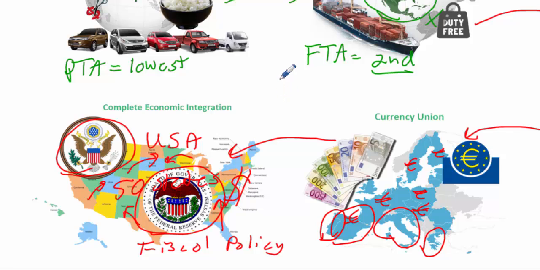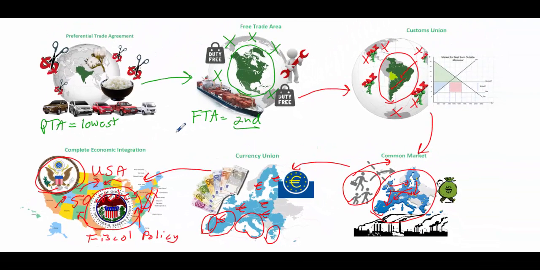So this wraps up our special holiday edition of the 6 stages of economic integration. We've gone from the lowest stage of economic integration, known as a preferential trade agreement, up towards complete economic integration. Every stage of economic integration builds on the stage below it. So a customs union is a free trade area. A free trade area is a preferential trade agreement.